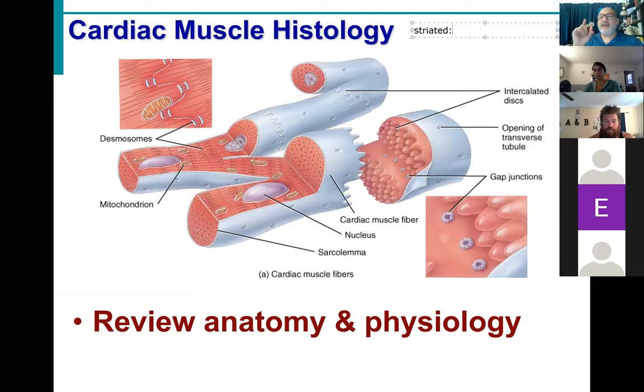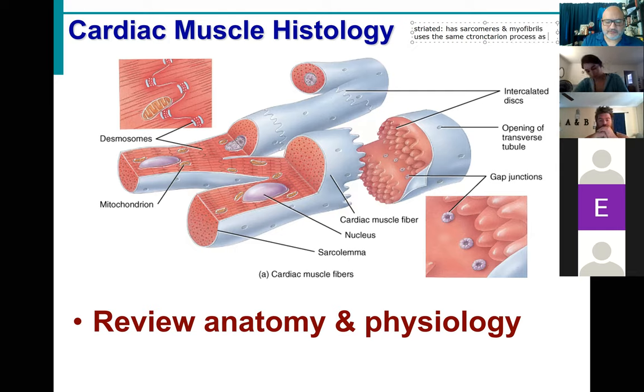Striated. Striated, excellent. And now we know more about that as well. Striated, we now know, means that it has sarcomeres. And that means it has myofibrils. And the good news about that is that also means it basically uses the same contraction process as skeletal muscle. So we don't have to learn anything new.